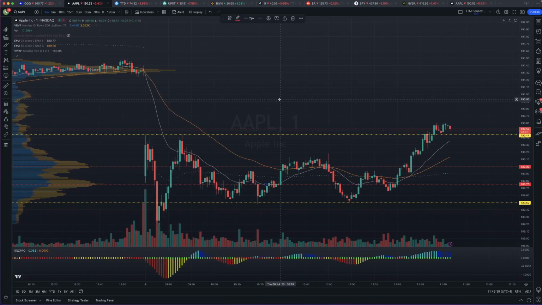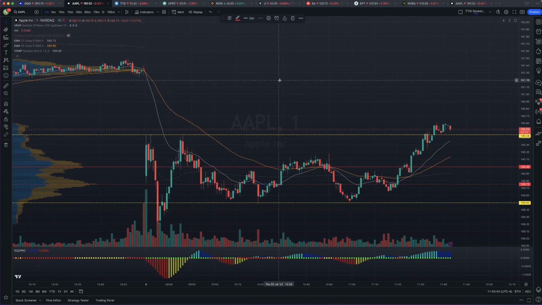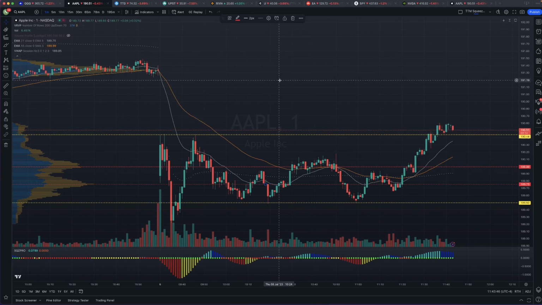Make sure you know where your stop is. Make sure you know what your risk is. Make sure you know when the pattern breaks down and when you should get out. Don't add to a loser, those kinds of things.